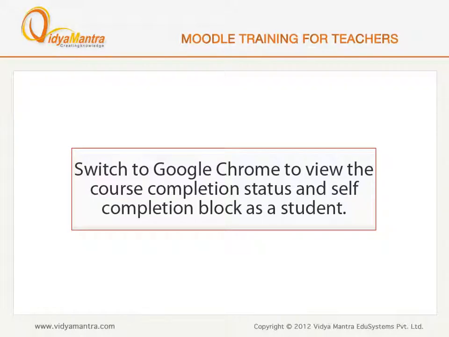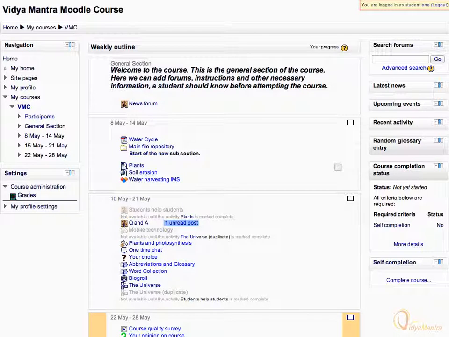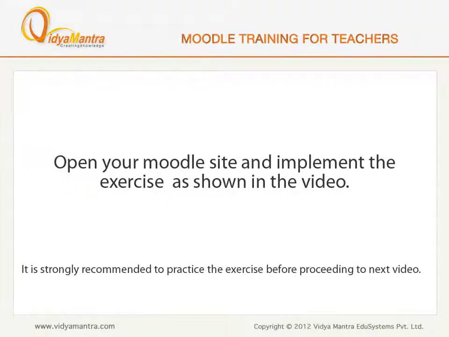Now switch to Google Chrome and log in as student 1 to view course completion status and self-completion block as a student. Notice that now we logged in as student 1. Also notice the course completion status and self-completion blocks. You can also explore it further as student. Now, open your Moodle site in your computer and implement the exercise before proceeding to the next video.